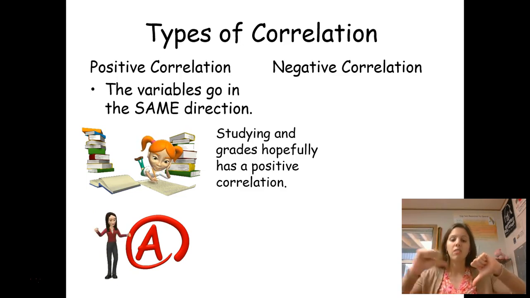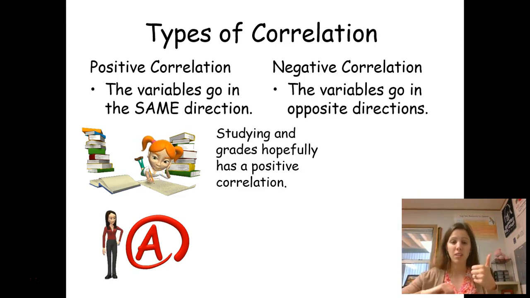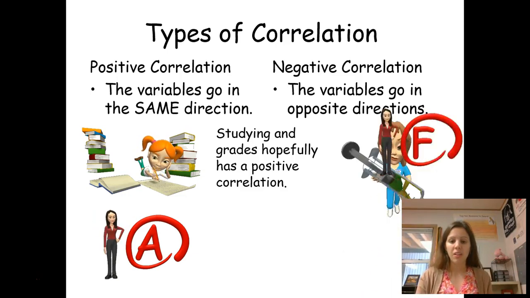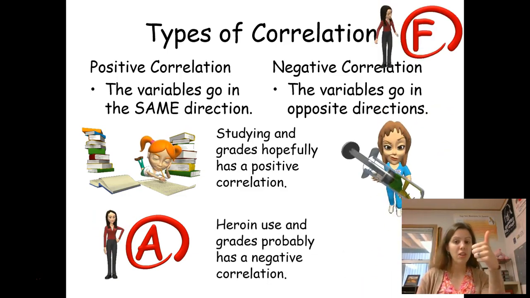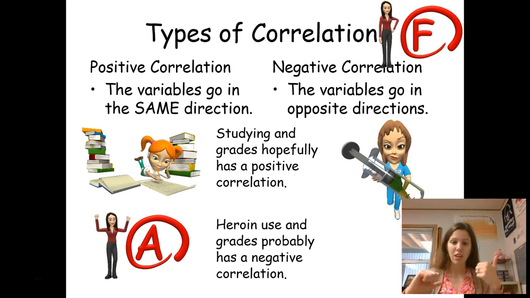The less education you have, the less money you make. So then a negative correlation means the variables move in opposite directions. This makes more sense with golf data. Usually, the higher number of years you play golf, the lower your golf score, the lower your handicap. The higher the temperature is outside, the less clothes that you wear, opposite directions. An example for school: the more you do drugs, usually the lower that your grades are, okay?